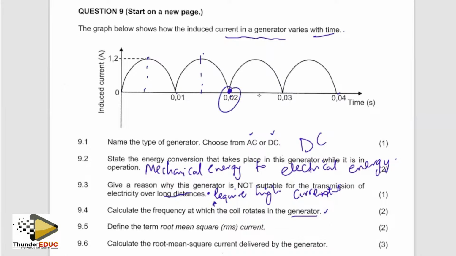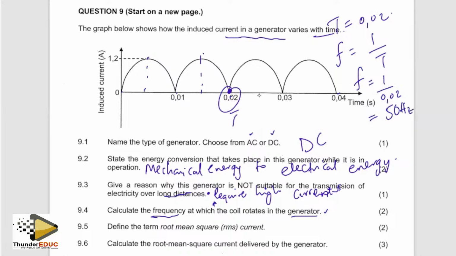So we know that the period is 0,02. If the period is 0,02, from our formula page, we know that frequency is the reciprocal of the period. So frequency is going to be 1 over 0,02. Punching this into the calculator, I'm getting 50. So that is 50 hertz.